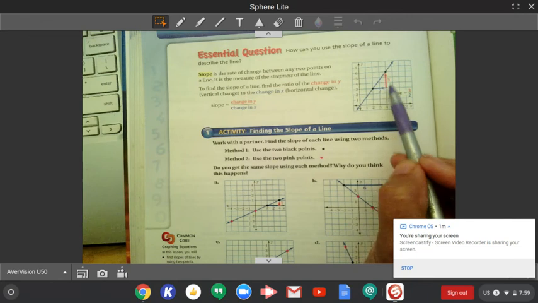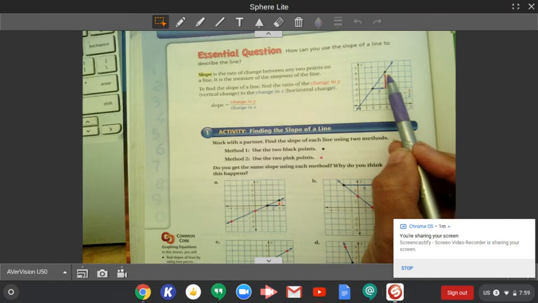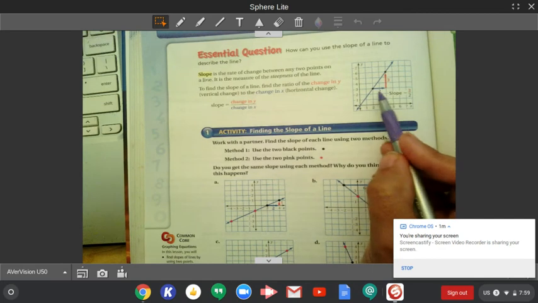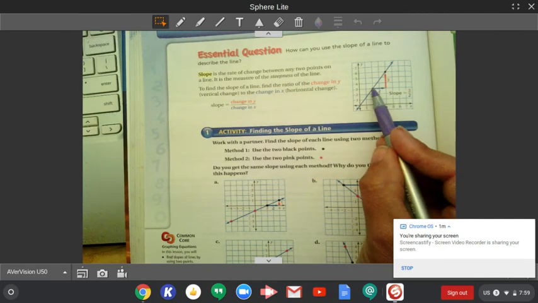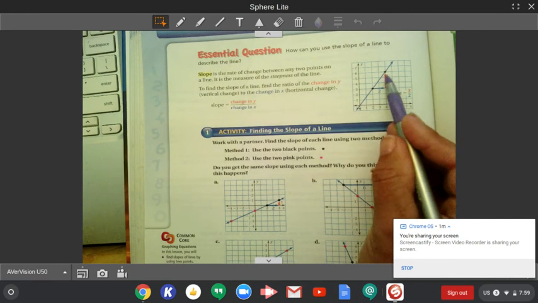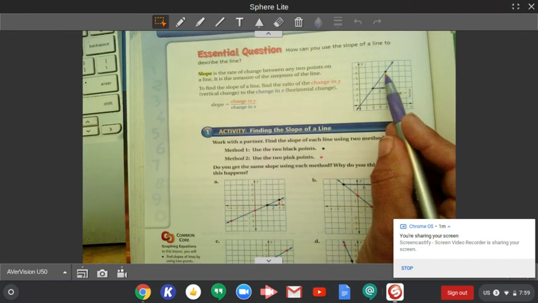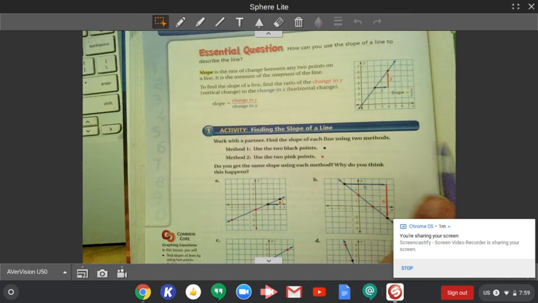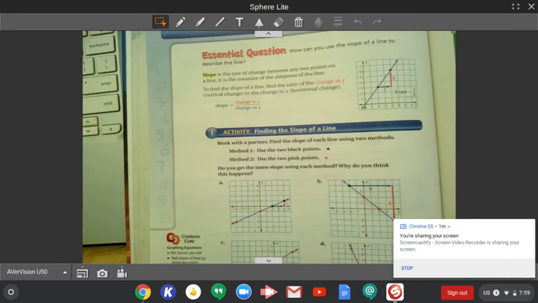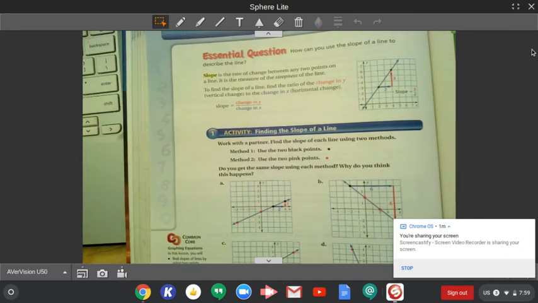So the rise, it rises 3 blocks up. Okay, so that's your change in y. Your change in x is 2. Okay, so your rise goes on top of your run. So your rate of change is 3 over 2. So therefore the slope of the line is 3 over 2. Let's look how to do that on IXL.